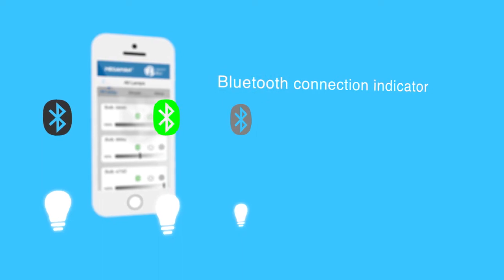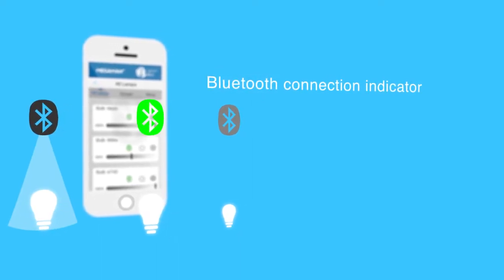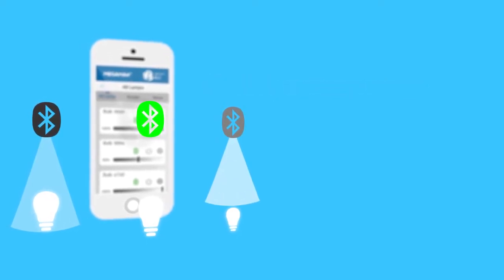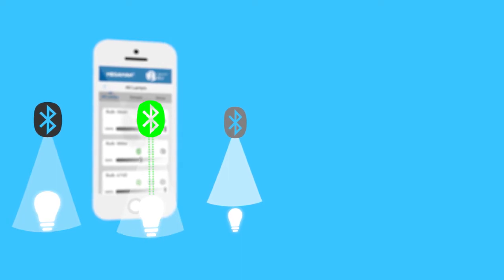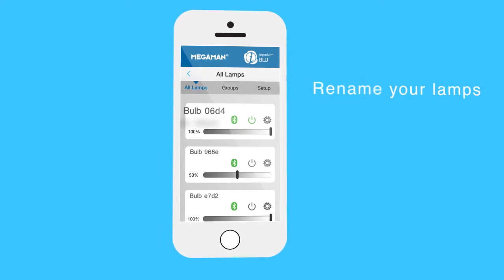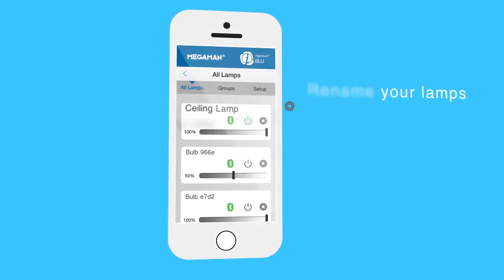Use the Bluetooth connection indicator to check the connection status of your lamps. A dark grey icon means it's ready to be connected. Light grey means your lamp isn't recognised, and green means it's ready to be controlled. The default name of each lamp is based on a unique code. To change the name of your lamps, press the setting icon and go to the setting page.